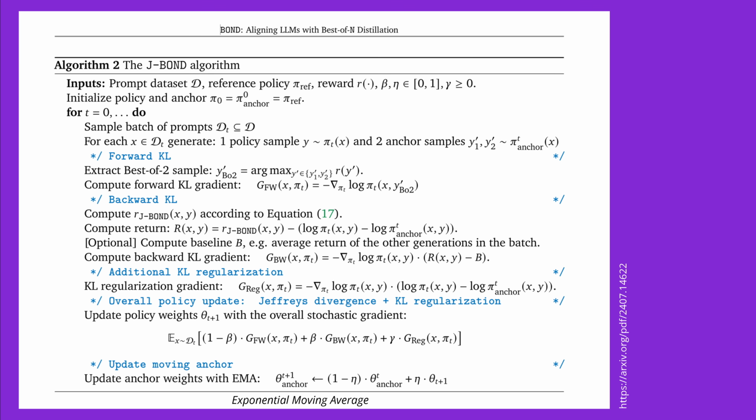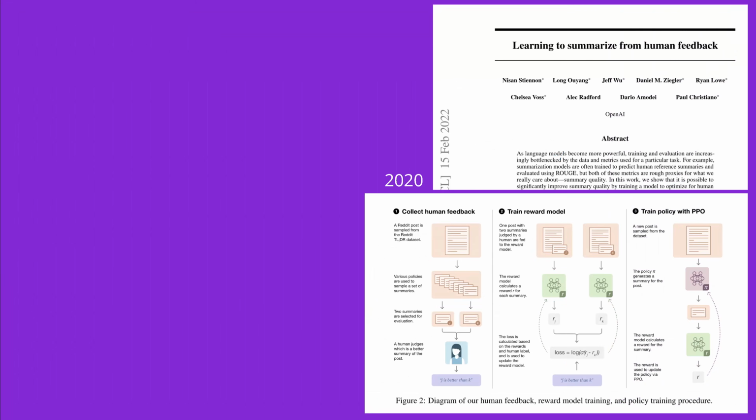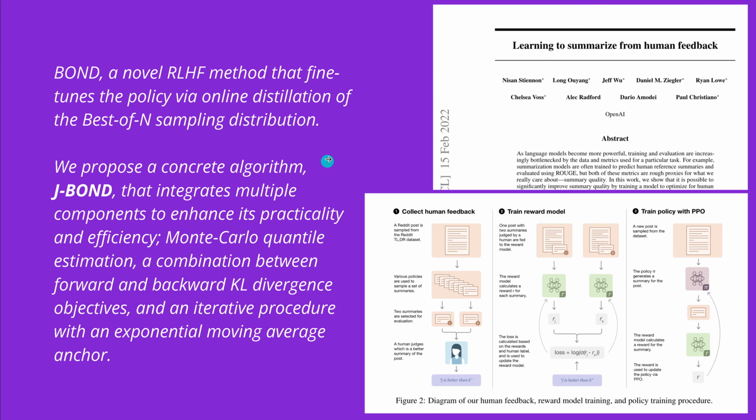And this is it. And you might say, hey, that's simple. Is there anything else we can learn? And yes, because if you think about where we started in 2020 by OpenAI with learning to summarize from human feedback, where we had our human feedback, then had to train the reward model and train the policy with our good old friend, the PPO. This is in 2020, and now 4 years later, look where we are. We have J-BOND and a Monte Carlo quantile estimation. We have a combination of forward and backward Kullback-Leibler divergence, and we have an iterative procedure with an exponential moving average anchor. Isn't that fascinating?